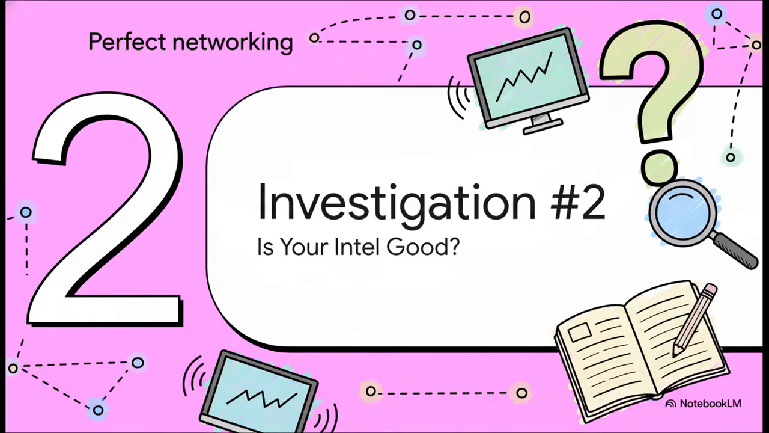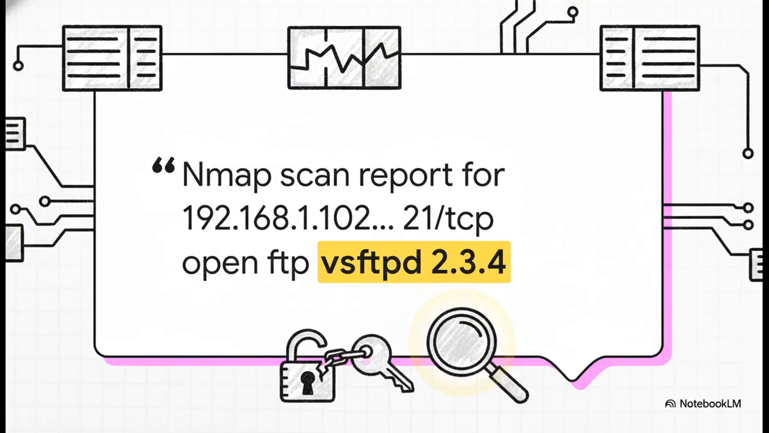All right, so let's say your networking is totally fine. You're in bridge mode, the machines can ping each other, everything's great. But you're still not getting that session. Well, it's time to question our intelligence. Our second line of investigation is all about the quality of the information you gathered before you even thought about launching the attack. An Nmap scan like this is our primary piece of evidence.